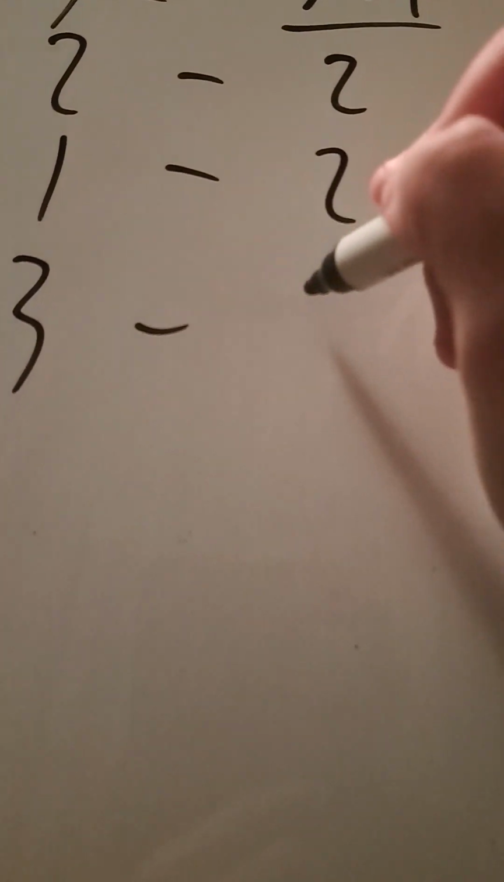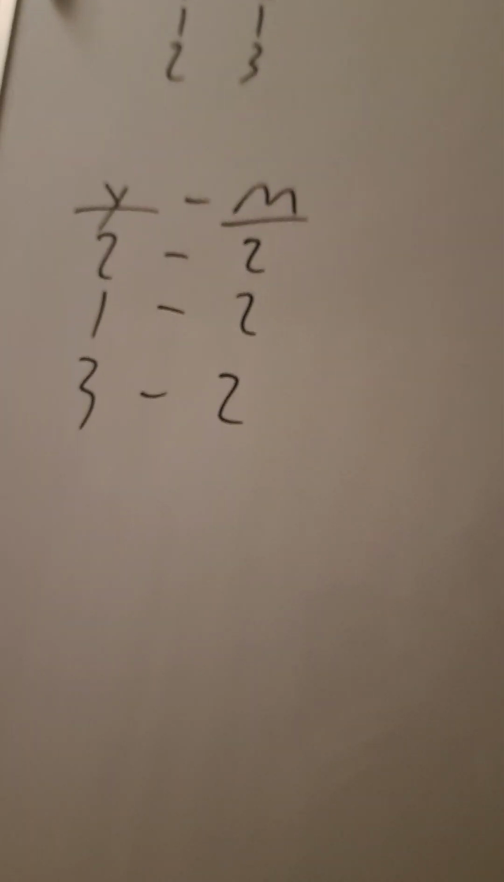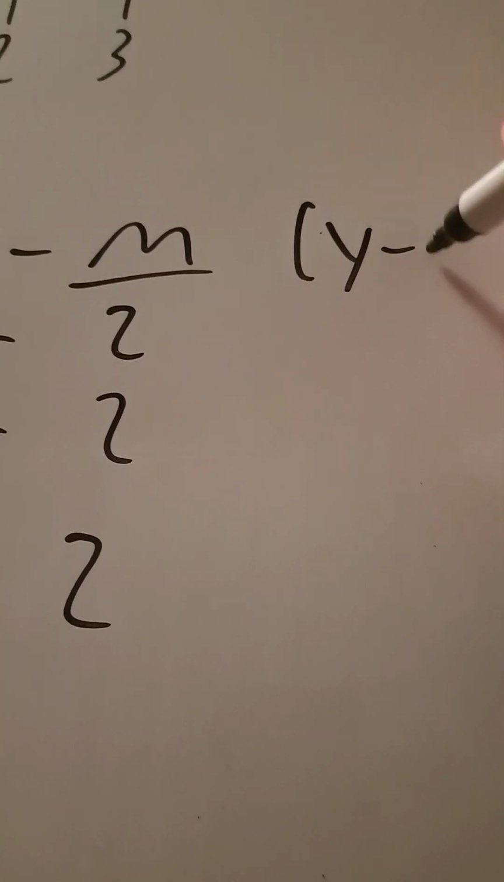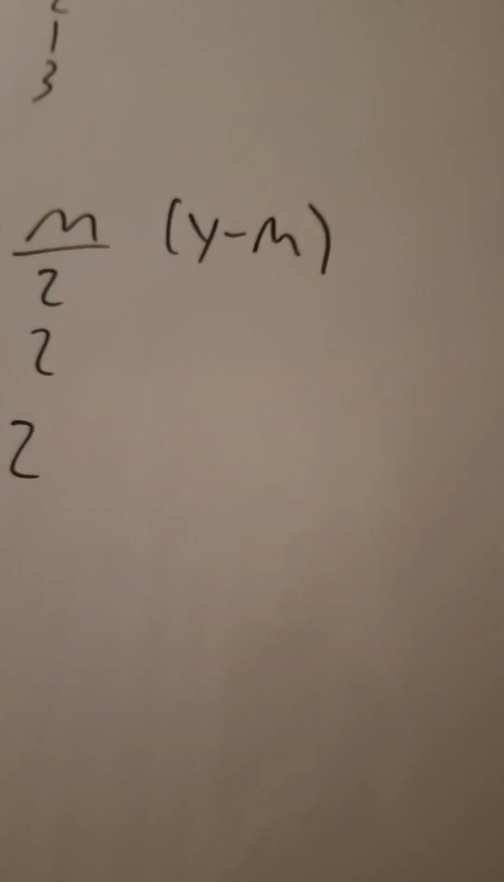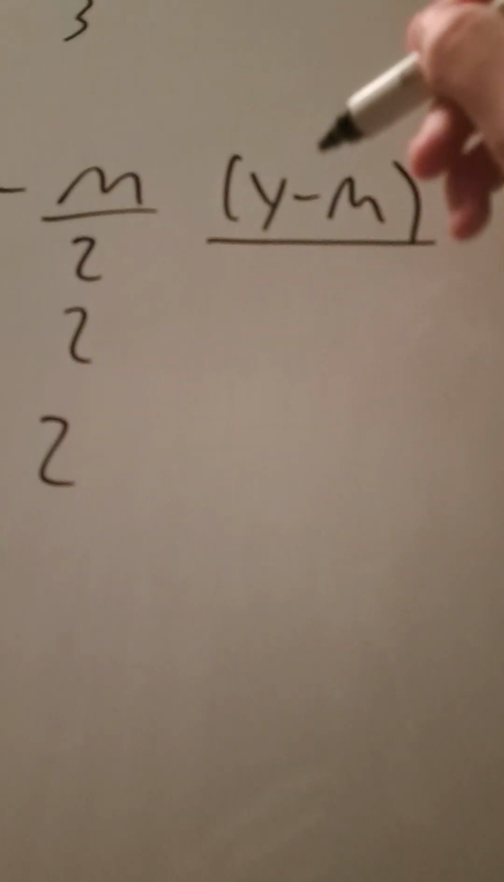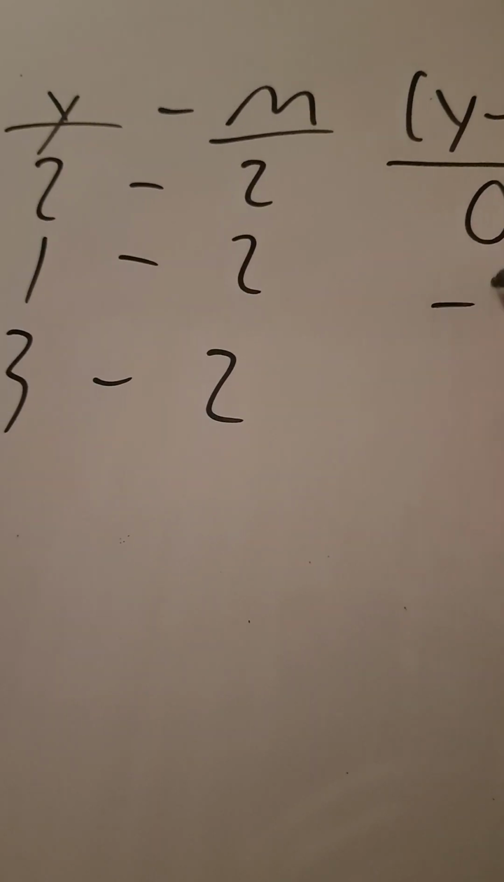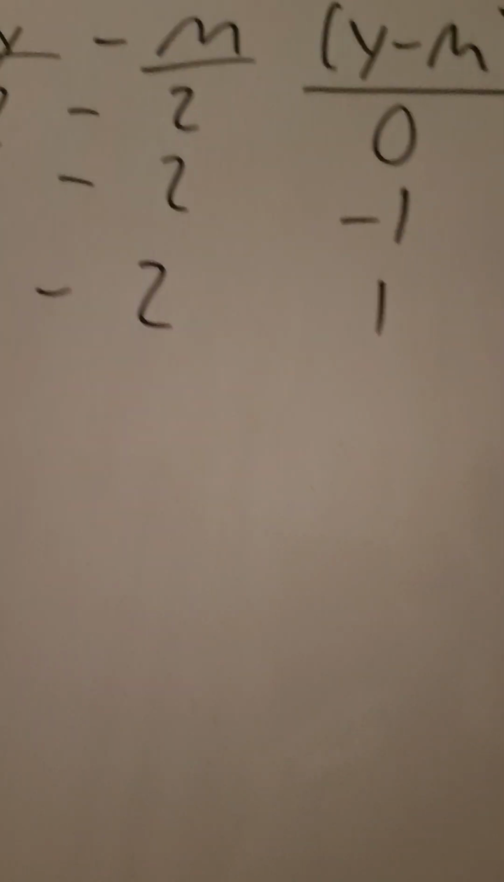All right, so fill 2 into the mean column. Then we're going to do the exact same thing we did with x. We're going to find our deviation scores, which is y minus m. We're going to find them as 0, -1, and 1.